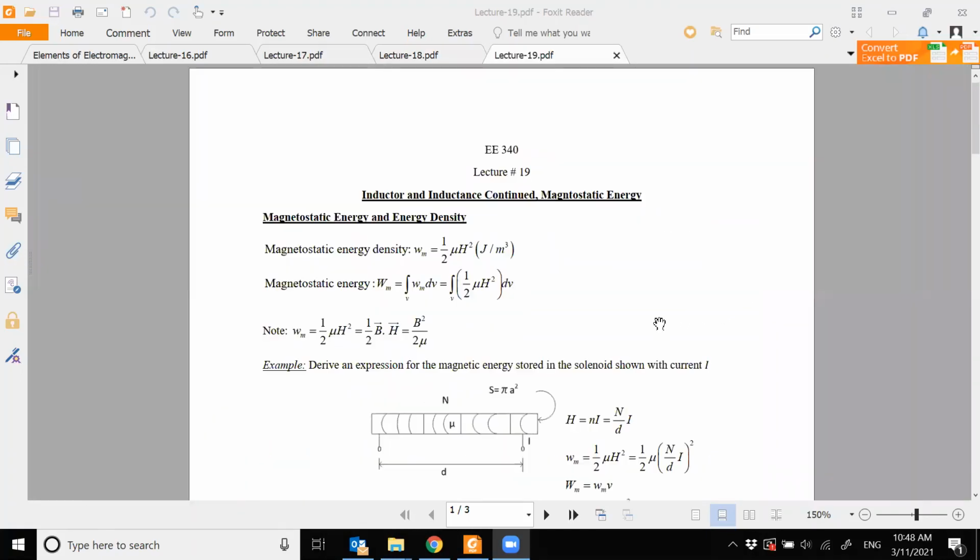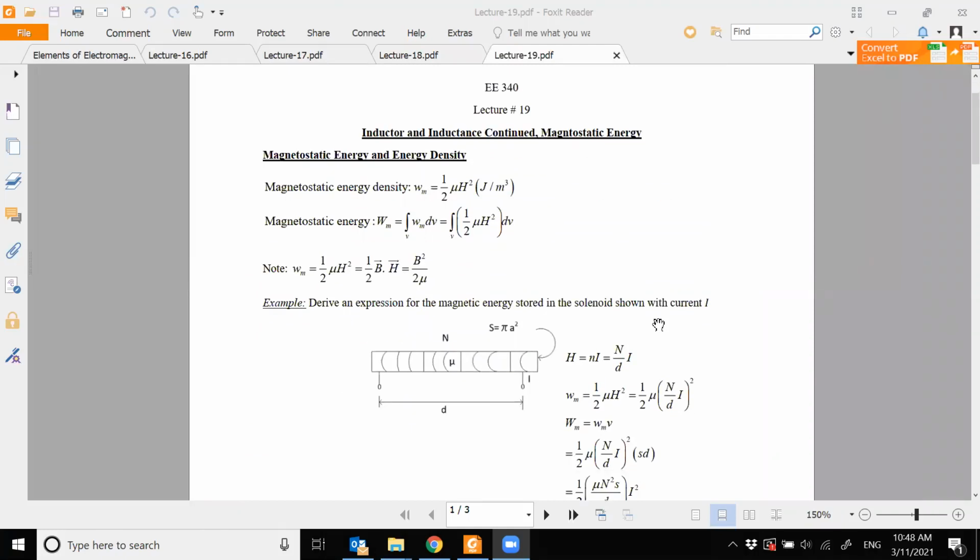Now, the energy. So as in the electrostatics, the electric field can have an energy, which is the electrostatic energy given by half epsilon E square. In a very similar way, the magnetostatics can also store energy, and its energy density is given by half mu H square. In electrostatics, it is half epsilon E square. Here it is half mu H square. So this is joules per meter cubed.